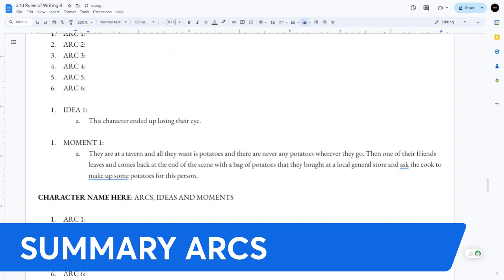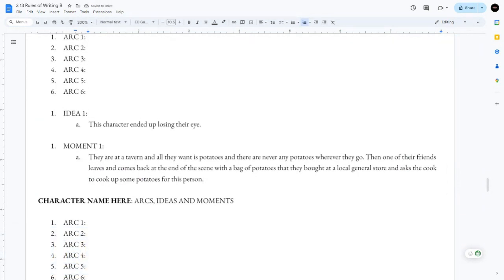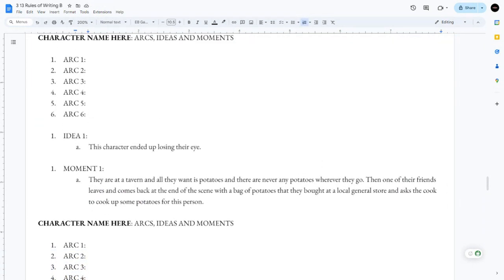All right. Oh, sorry about that. Make some potatoes, asks the cook to cook up some potatoes for this person. Okay, let's get rid of that. So that's what an idea is, and a moment is actually just working out a moment that would present itself as a scene or a moment within a scene or whatever.